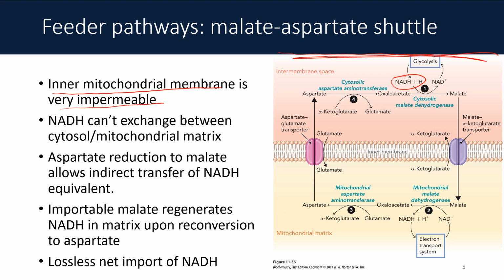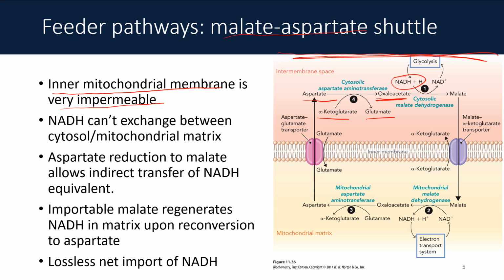And the way we do that is through this thing called the malate aspartate shuttle. This is how we ultimately are able to cash in that NADH for ATP. The way we do that is through two enzymes that are outside the matrix that can convert aspartates into malates. So this enzyme, cytosolic aspartate aminotransferase, will take aspartate, combine it with alpha ketoglutarate, and transfer over an amino group from the aspartate to the alpha ketoglutarate, making oxaloacetate and glutamate as a byproduct.